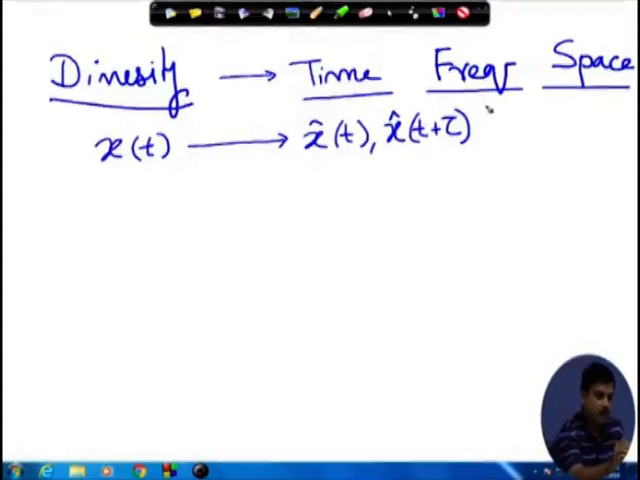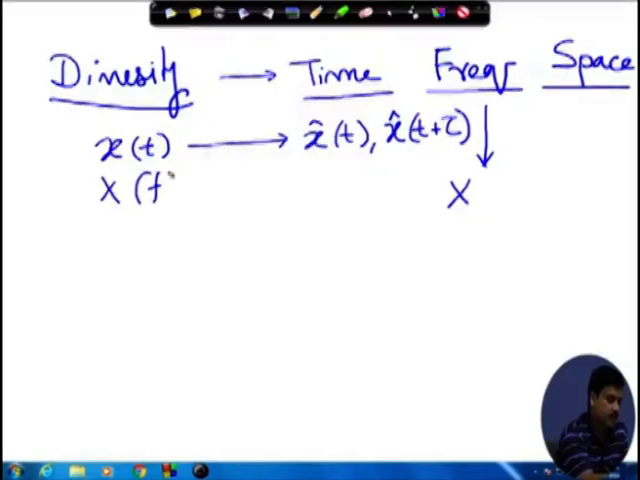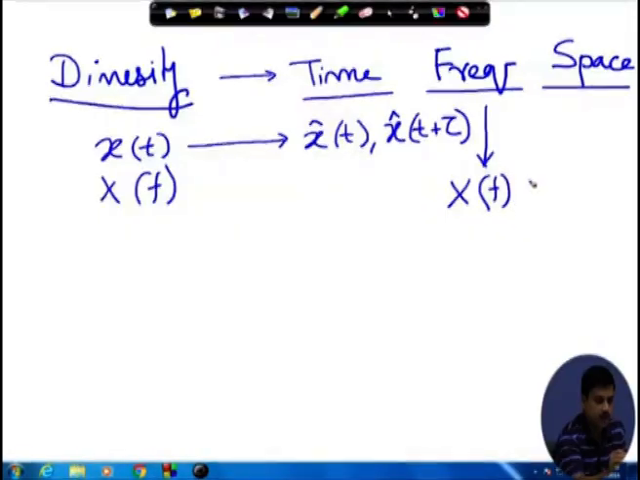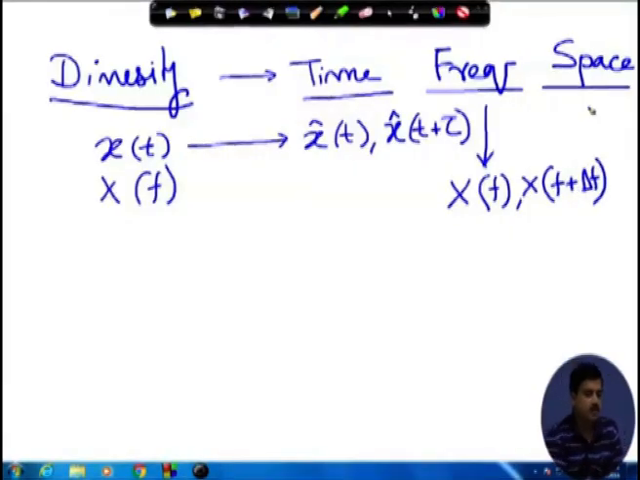When I talk of frequency domain, suppose I write capital X as the frequency domain information of x of t. So, if I would send it at a certain frequency f, I would like to get it at f as well as at f plus some spacing, let us say delta f. We will describe the space domain separately.